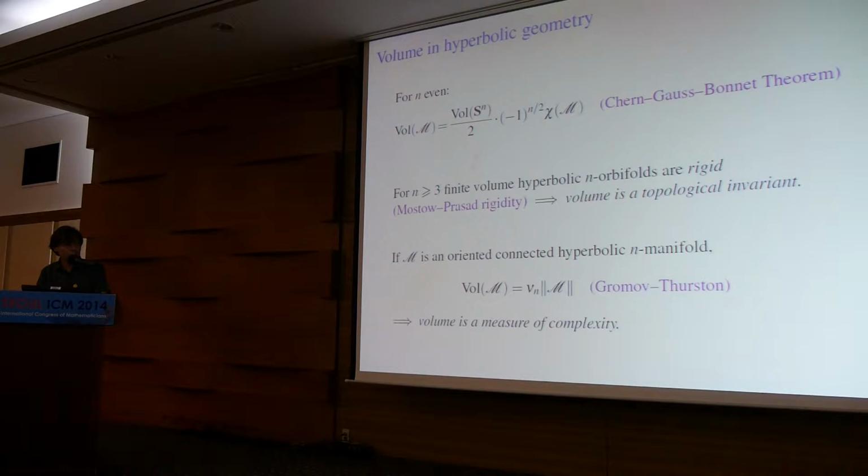Well, one other property which I can mention is that there is another invariant which is called simplicial norm, or Gromov-Thurston, Gromov norm. It's a measure of complexity of the minimal triangulation of the manifold. So the theorem of Gromov and Thurston says that the volume is proportional to the simplicial norm. And therefore, volume is also a measure of complexity.